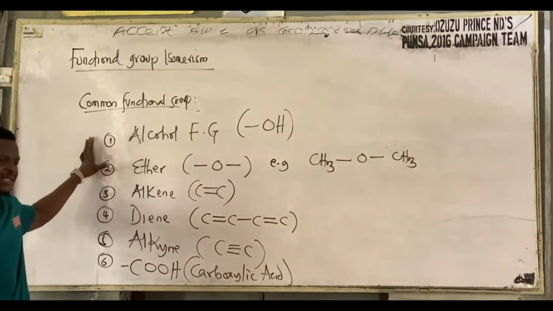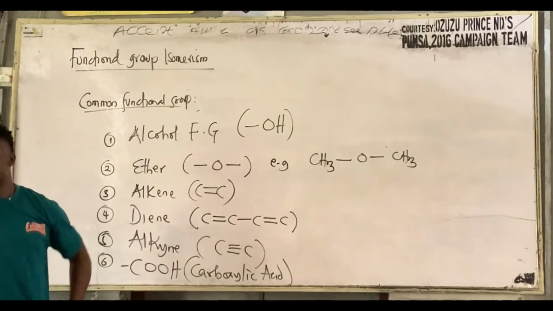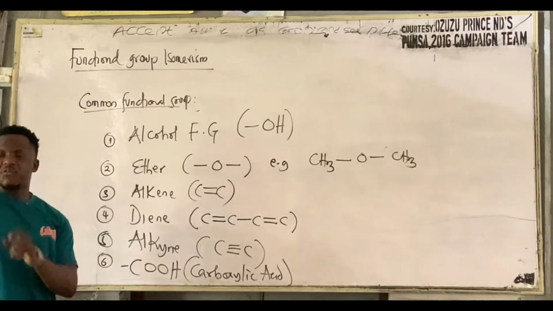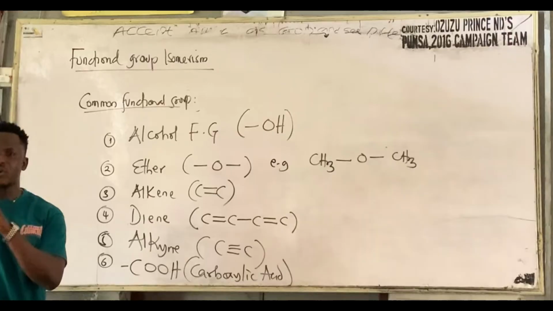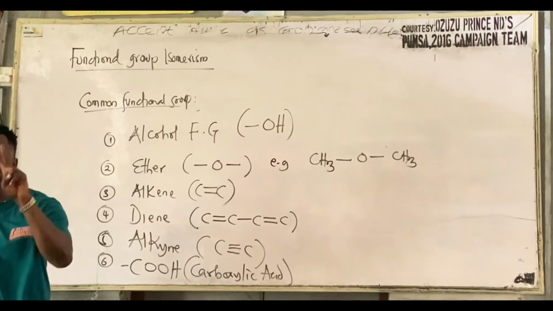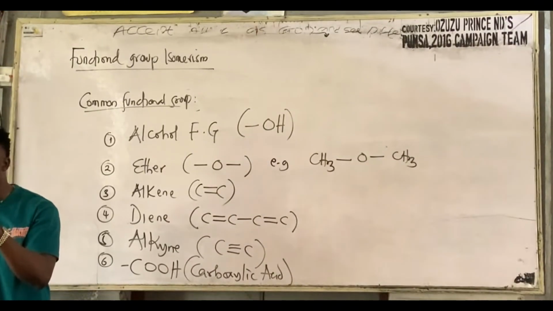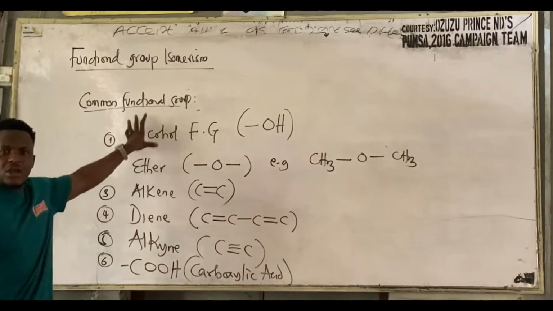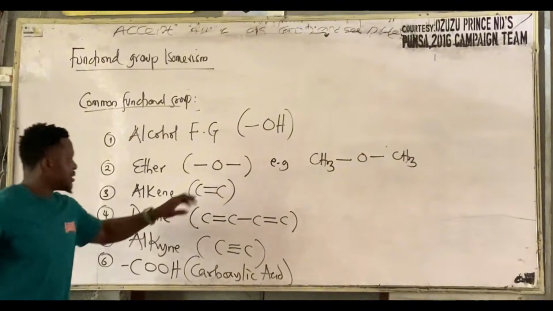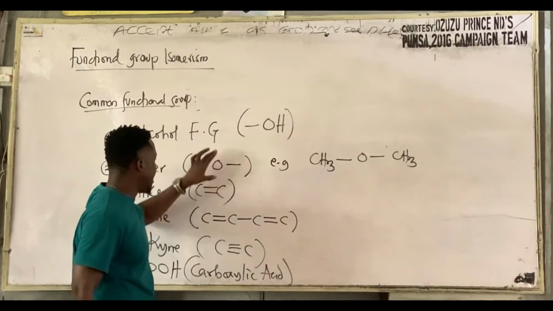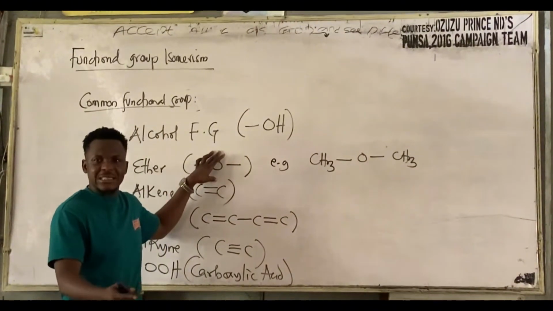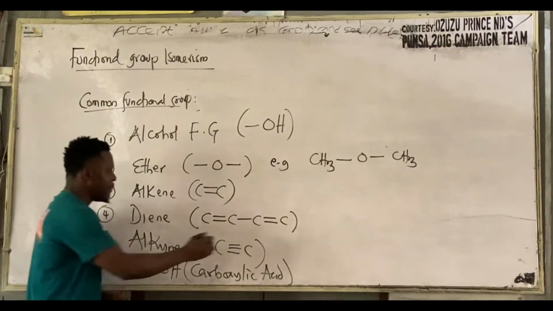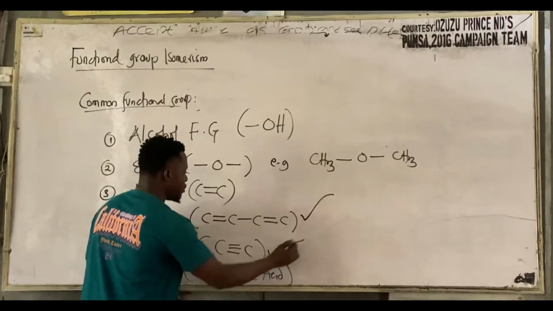So let's look at these six examples using which we can solve problems, and then we'll move to the next type of isomerism. For any compound to exhibit functional group isomerism, we have two different compounds with the same molecular formula, but they will possess different functional groups. One of them can possess OH, and the other will possess ether, and you realize that they will have the same molecular formula. In another case, one of them can possess diene, and the other will possess alkyne.